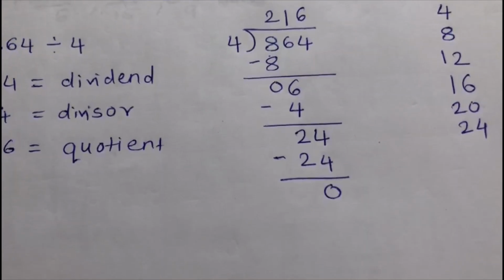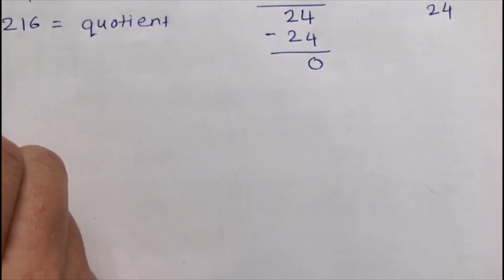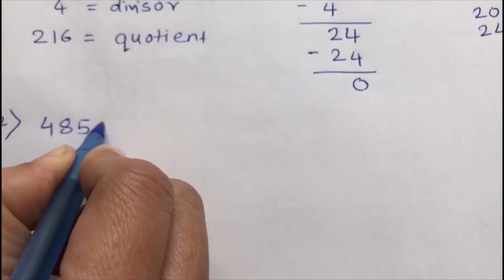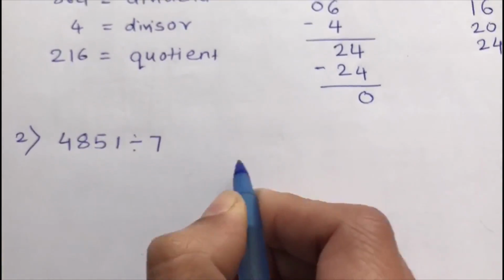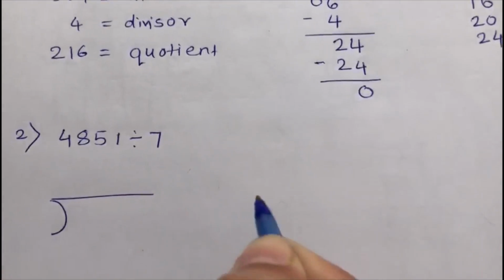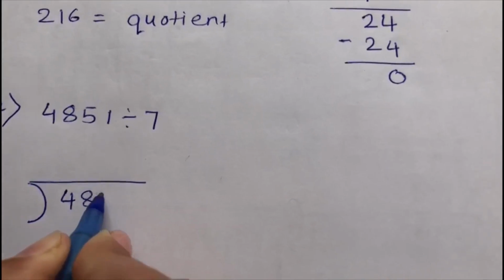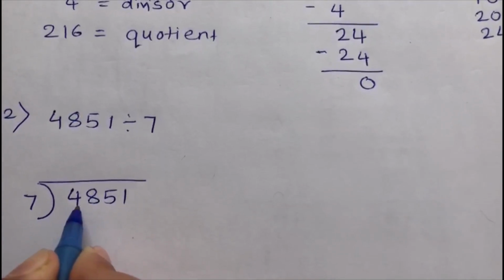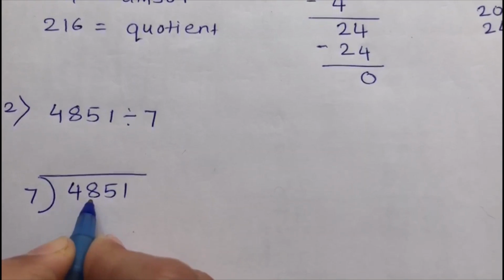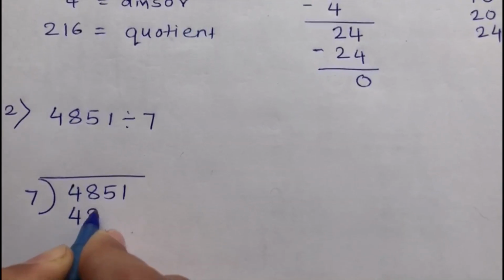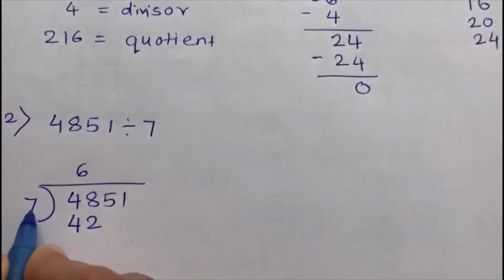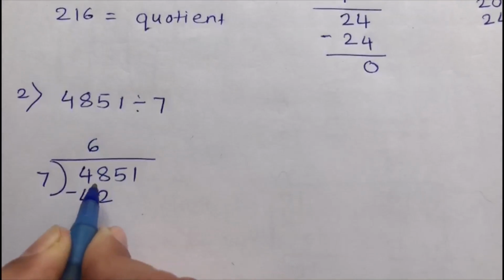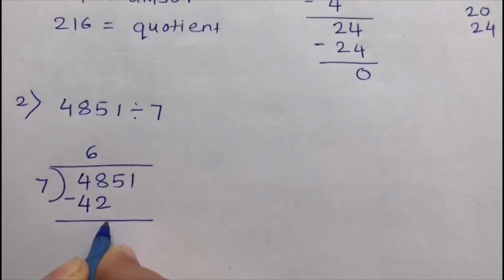Now let's take another example. Second example, 4851 divided by 7. So I'll write this example in this format: 4851 divided by 7. In the multiplication table of 7, there is no 48. So the number less than 48 is 42, and it comes at 6th place, because 7 times 6 is 42. Now minus this 42 from this 48 and we'll get 6.